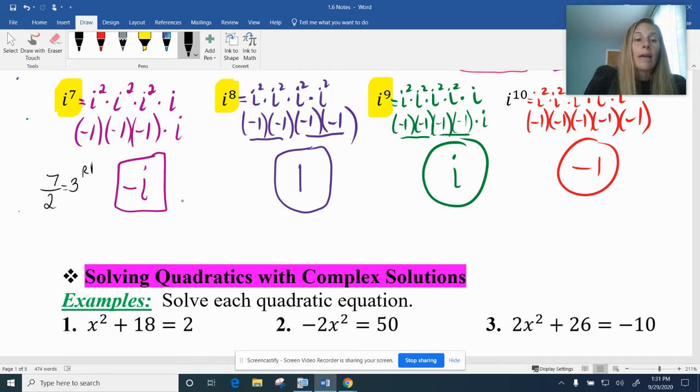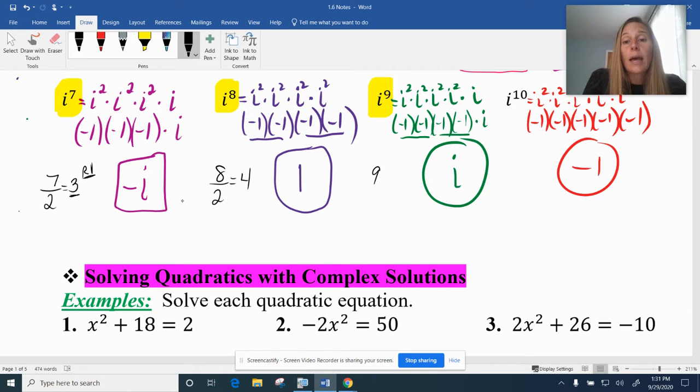Now this tells me that I have 3 -1s. Any odd amount of -1s is going to mean my answer is still negative, and that remainder tells me that I have an i there as well, so it's -i. Now if I were to do the next problem, 8 divided by 2 is 4, and there's no remainder. So because that was an even number, there's no i in my answer, there's no leftover i's. And because 8 divided by 2 gives an even number, that means I have 4 -1s, an even amount of negatives. They'll all cancel out, so I'm just left with +1.